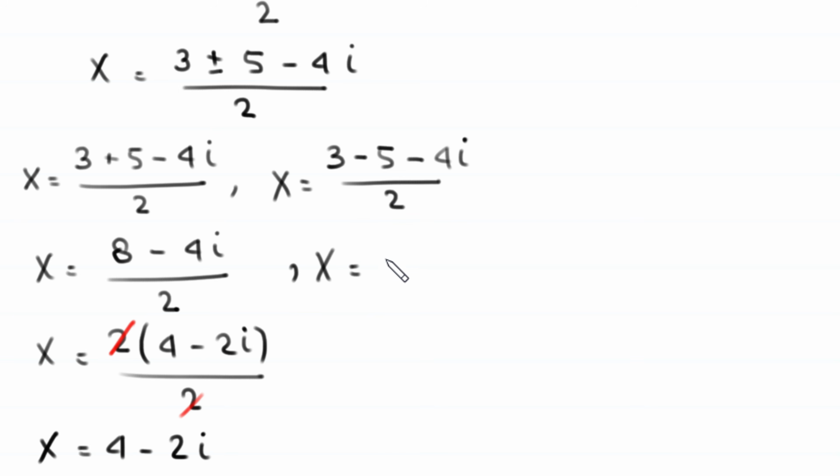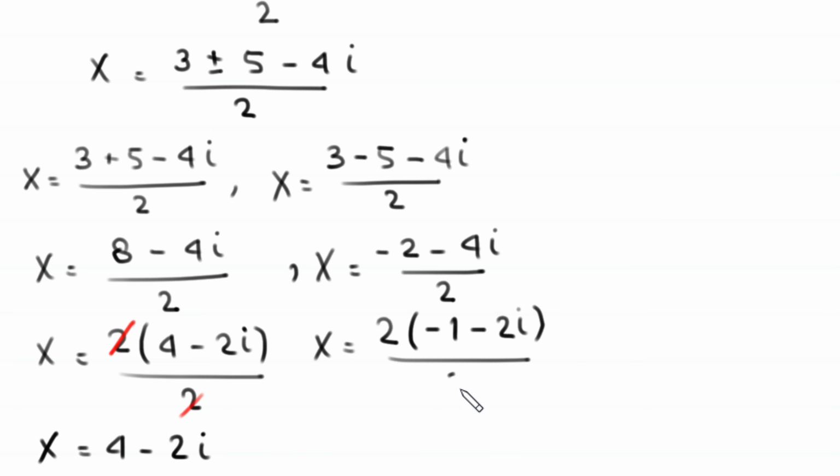And from this equation further simplify, x will be equal to (negative 2 minus 4i) divided by 2. Can factor out 2 from the numerator. x will be equal to 2 as common factor in bracket (negative 1 minus 2i) divided by 2, and this 2 will be cancelled with this 2. We get the value of x equal to negative 1 minus 2i. This is first and this is second. So from this case we get two solutions.